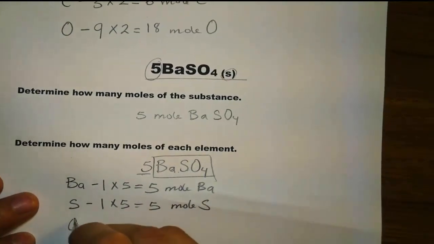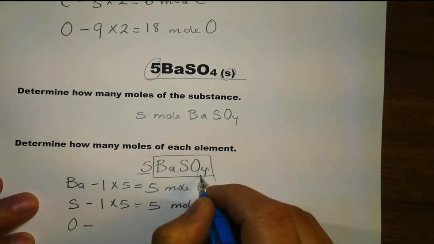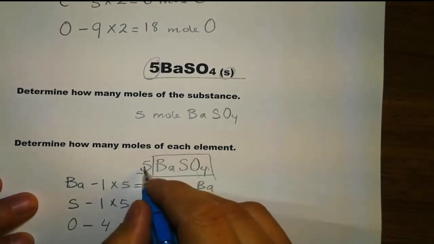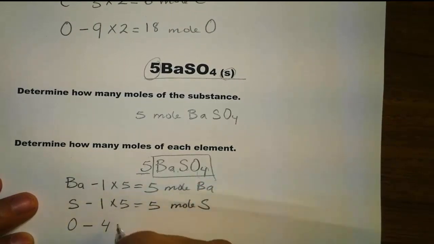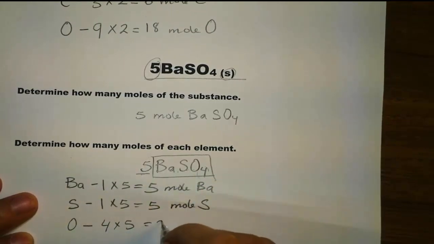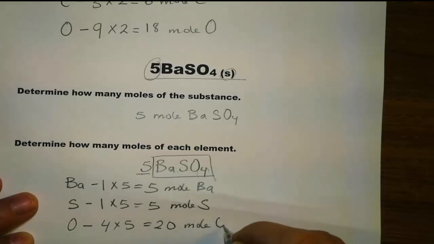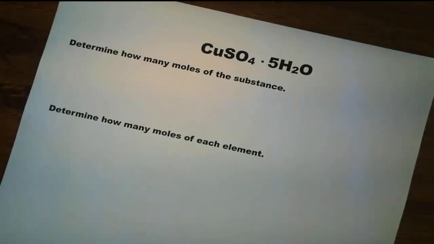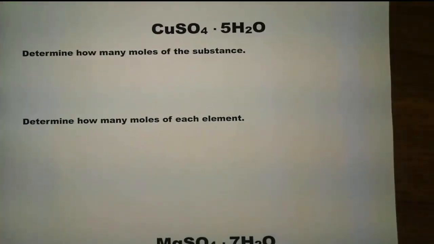Then oxygen, okay? Oxygen, that subscript tells you there are 4 of oxygen. So in this case, there are 5 of the substance, so we multiply by 5. That gives us 20 moles of oxygen. Isn't that easy? Now let's try something more complicated, okay?